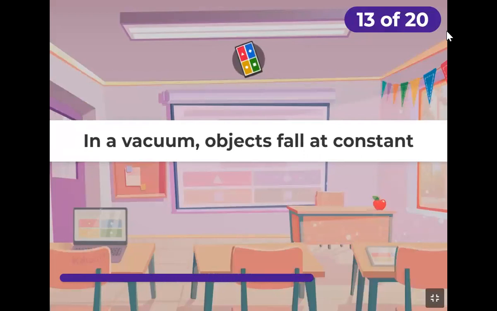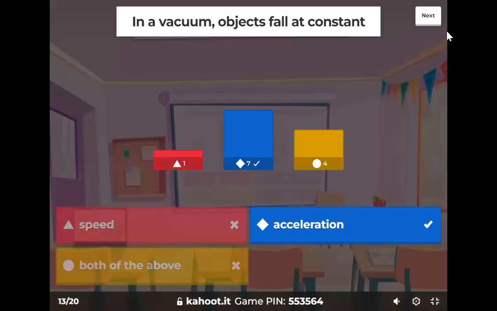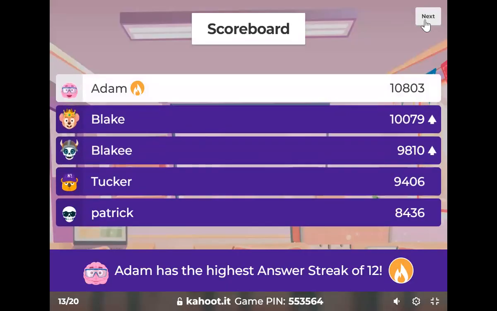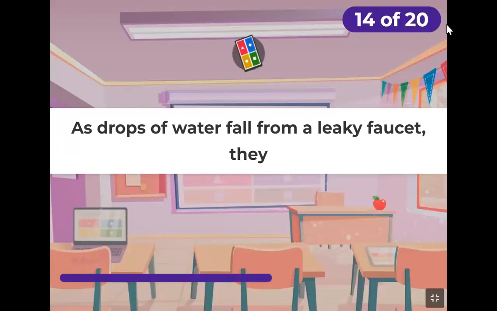In a vacuum, objects fall at constant what? Yep, constant acceleration, right? So the speed's always changing, but the rate of change of that velocity is constant. Constant 10 meters per second squared, you could call it. I got Patrick, Tucker, Blake, and Adam on fire. As drops of water fall from a leaky faucet.